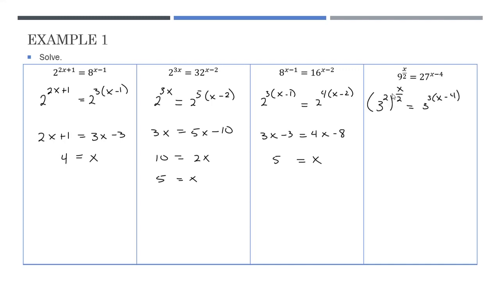Now what's really nice here is these are inverse operations. So we're just left with x is equal to, then we can go 3x minus 12. And I'll subtract 3x off of both sides and divide both sides by negative 2. So we get x is equal to 6.